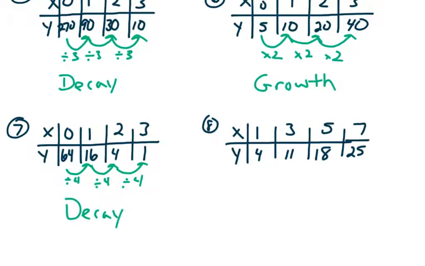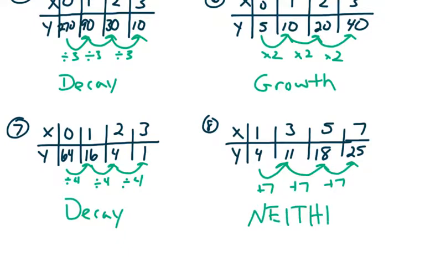Now with this last one, our x's aren't going up by 1s, but they are going up consistently, so that is okay. To go from 4 to 11, I have no idea what 4 times something is to get 11, but I do know that we could add 7 to get to 11. And if we look at the next pair, 11 to 18, that's also going up by 7, and 18 to 25, that's also 7. But remember, for it to be exponential, we have to be multiplying or dividing by the same amount, not adding. This would be an example of a linear function. So it's neither exponential growth nor decay.